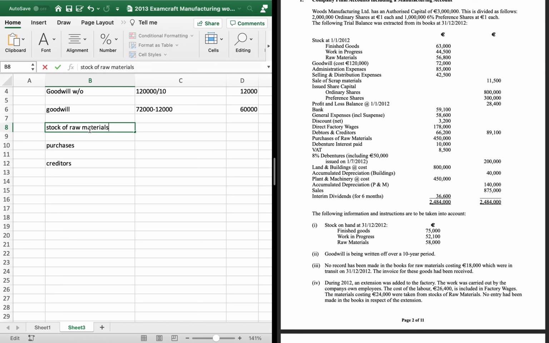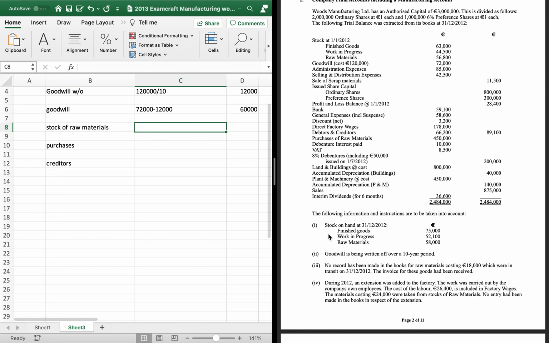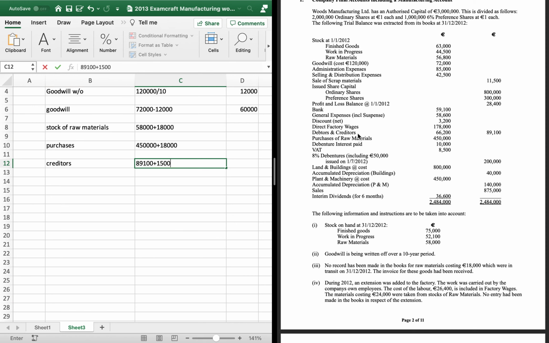So it's your closing stock of raw materials starts off as 58, and we're going to add on the cost price, 18,000 to that. We're going to add on purchases of raw materials, cost price, which is 450 plus 18. And then we'll have creditors, which we're going to have to add on as well. So 89.1 plus 18. So that's working 3 done.